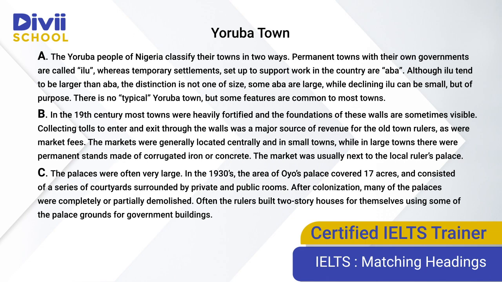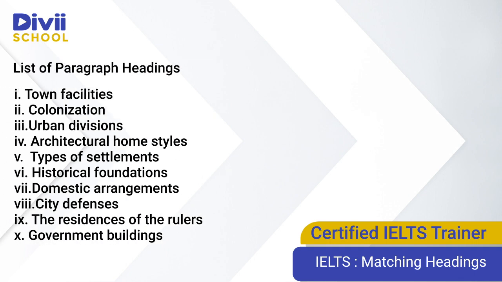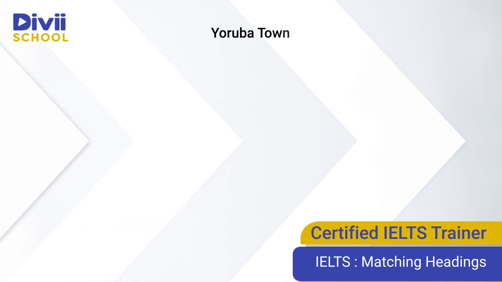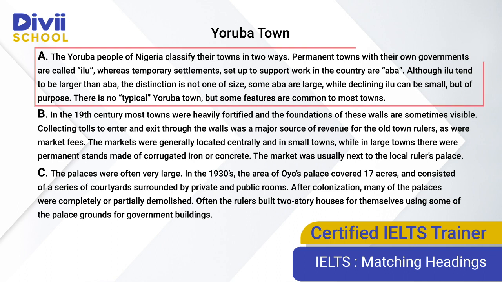Here is a passage that you can read called Yoruba Town. Read paragraphs A, B, and C carefully. Now that you've read the paragraph, look at the list of headings. In order to match the headings with the paragraphs, let's look at the paragraphs one at a time. The first answer is number 5, because it mainly describes the two types of settlements, that is, permanent and temporary, known as Ilu and Abba.